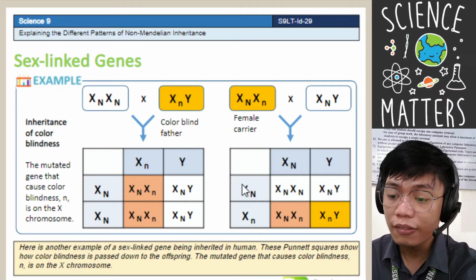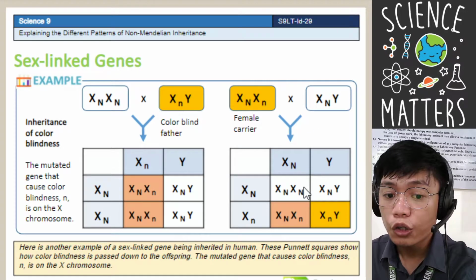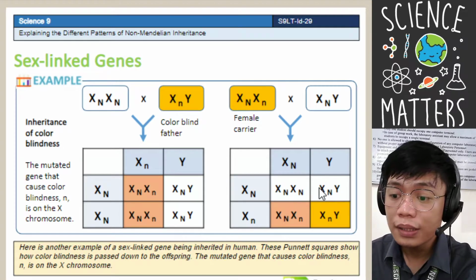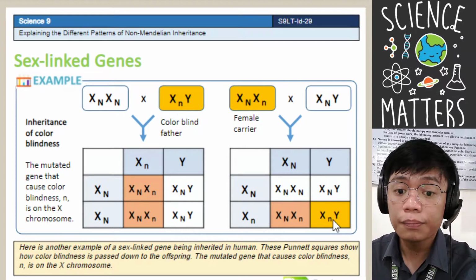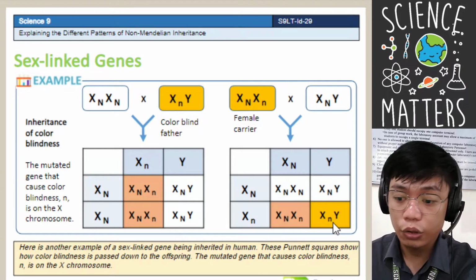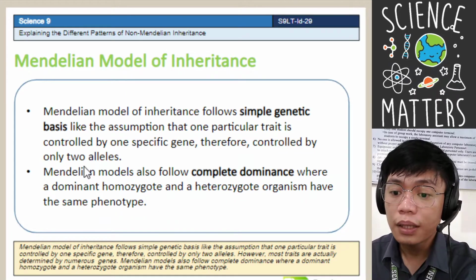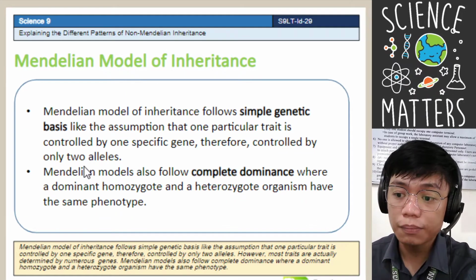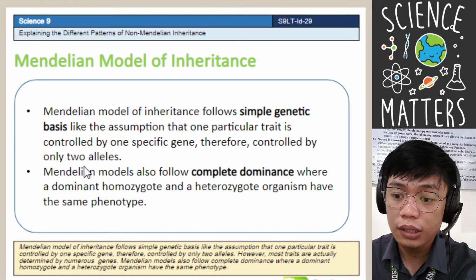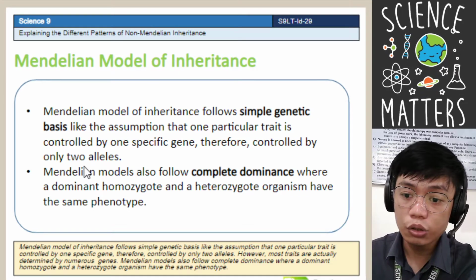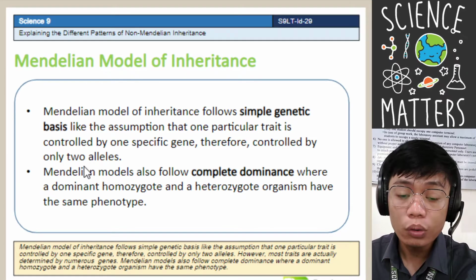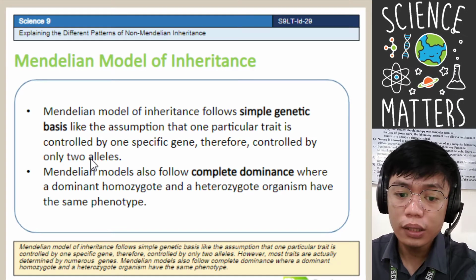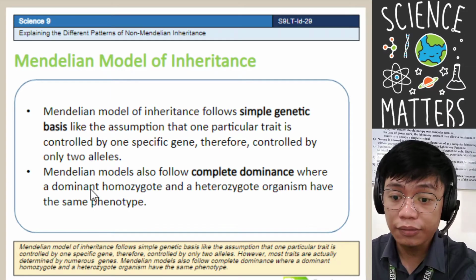Whereas dito naman sa F2 generation, yung 50% is normal, yung 25% is carrier ng gene, at yung 25% is nagmanifest ng trait na iyon. Okay? Now, Mendelian model of inheritance follows simple genetic basis, like the assumption that one particular trait is controlled by one specific gene, therefore controlled by only two alleles. Okay, ano yung two alleles? The dominant and recessive. Okay?